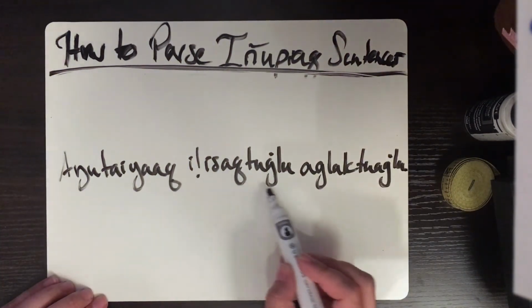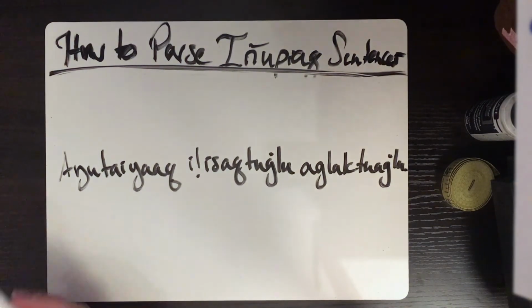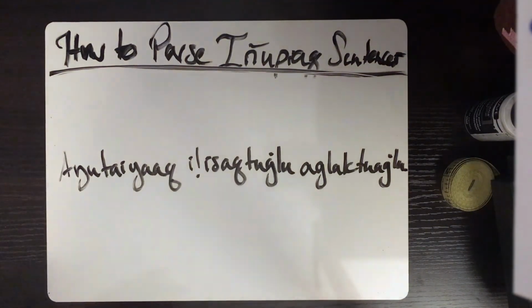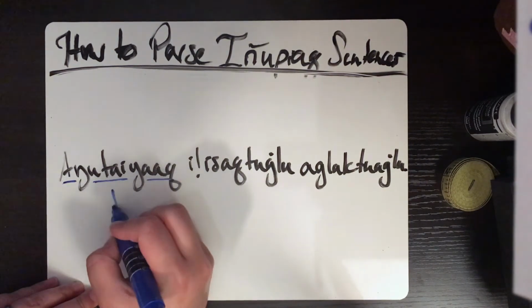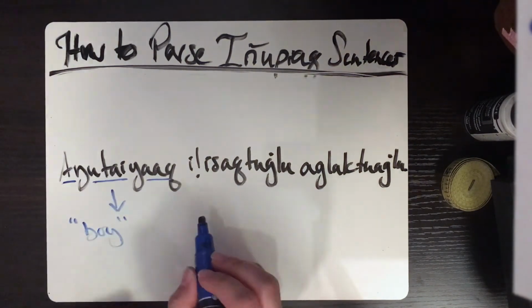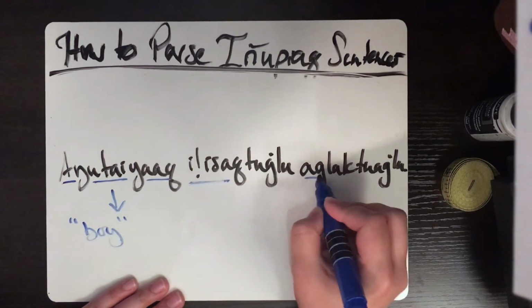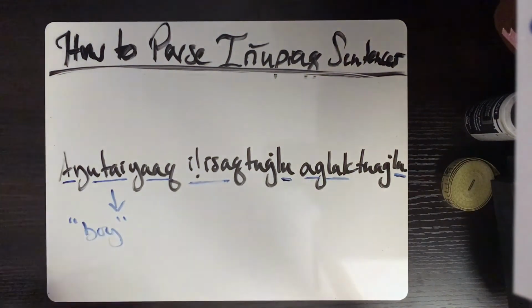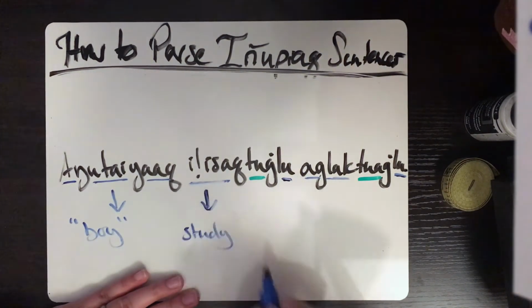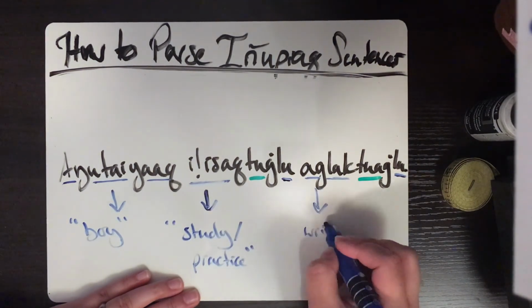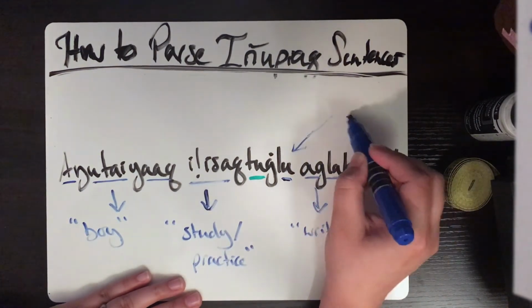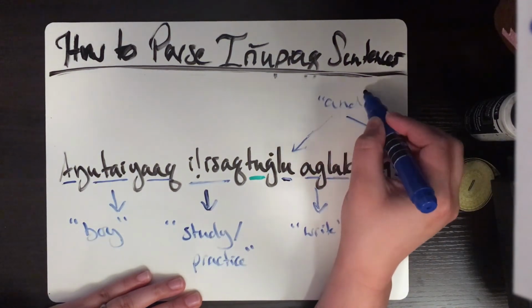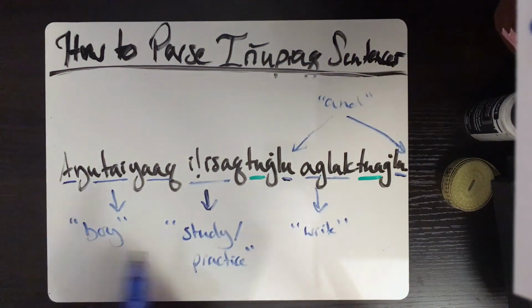Again, I'm going to underline the ones that are familiar to me. I know what Iñupiaq is. Iñupiaq means boy. And then I have two verb stems that I know. Ilisaq and aglaq. And I have an enclitic ending lu. But what's going on here? I know ilisaq is a verb stem meaning to study or practice, and aglaq is a verb stem meaning to write. And this ending lu means and. I remember when I'm talking about the same subject or making a list, I add lu to the end of each thing on the list.